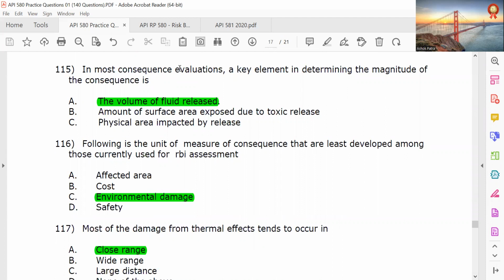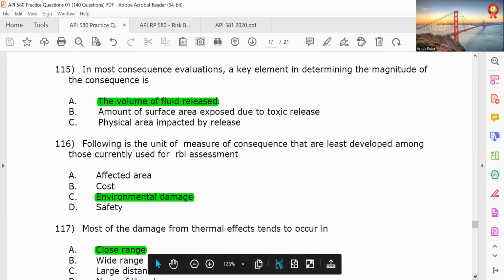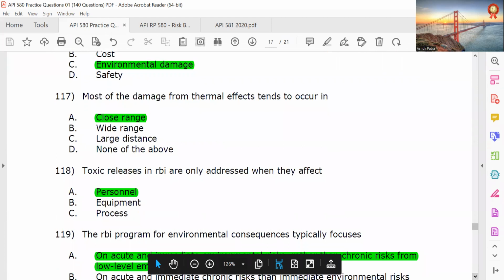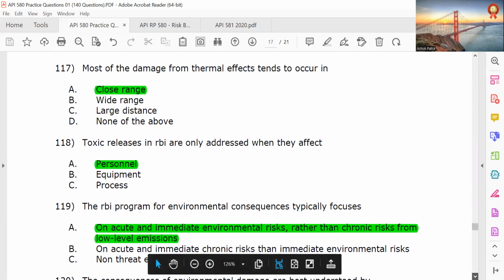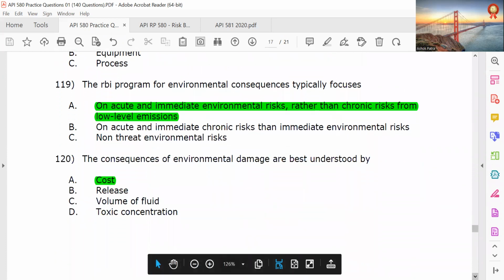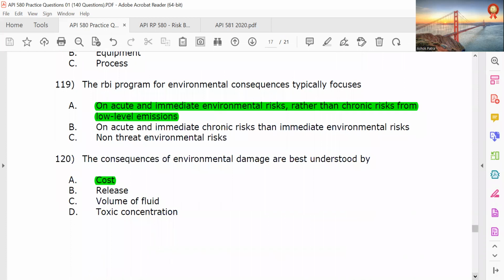Of the following, the unit of measure of consequence that is least developed among those currently used in RBI assessment: environmental damage. Most of the damage from thermal effects tends to occur in close range. Toxic releases in RBI are only addressed if they affect personnel. RBI programs for environmental consequences typically focus on acute immediate environmental risk rather than chronic risk of low level emissions.